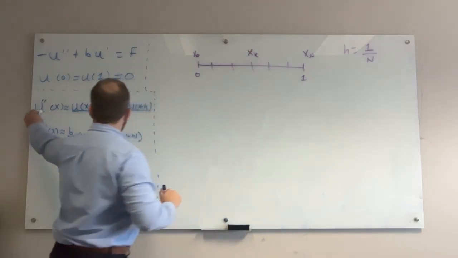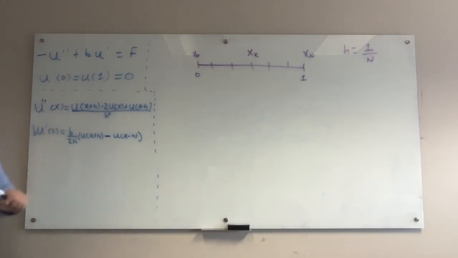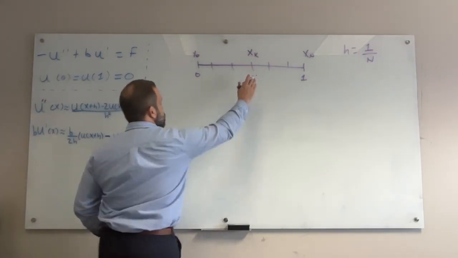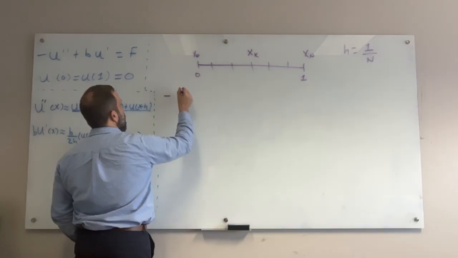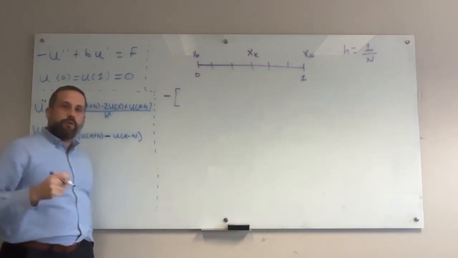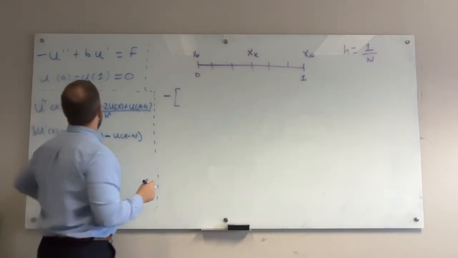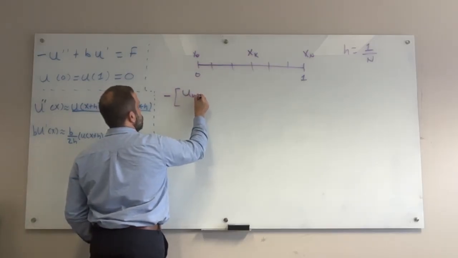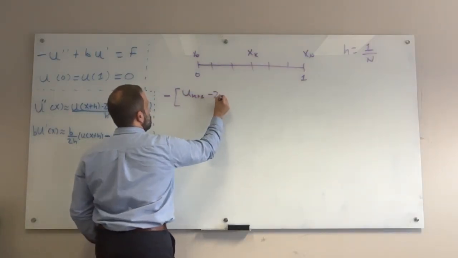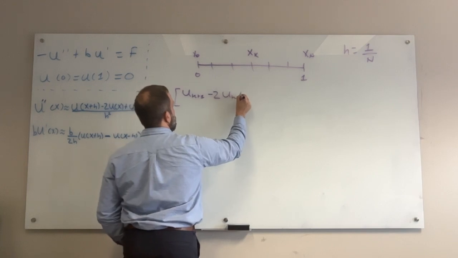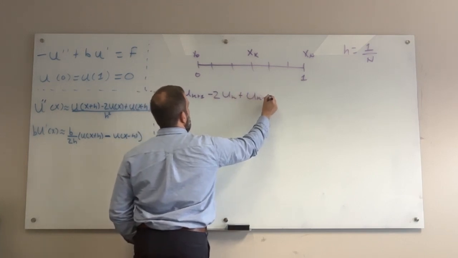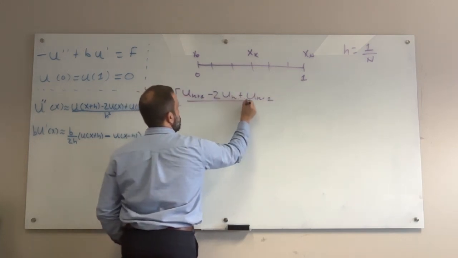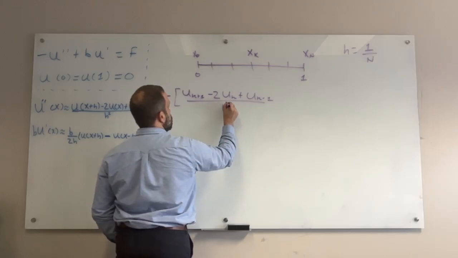And now if we move this approximation to the grid, this mirrors what we did in the previous video, then at each point xk, the approximate equation on the grid becomes the following. We're going to have our second derivative approximation. So we're going to have uk plus 1 minus 2 uk plus uk minus 1 divided by h squared.